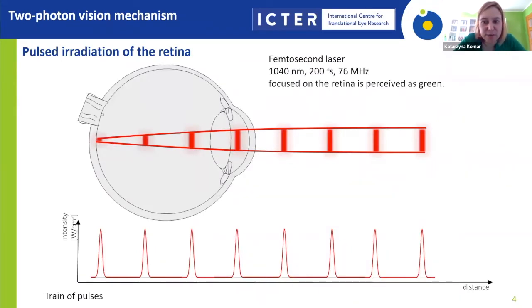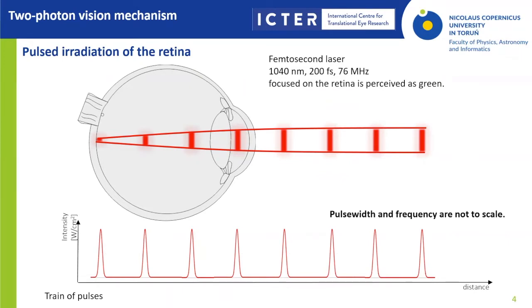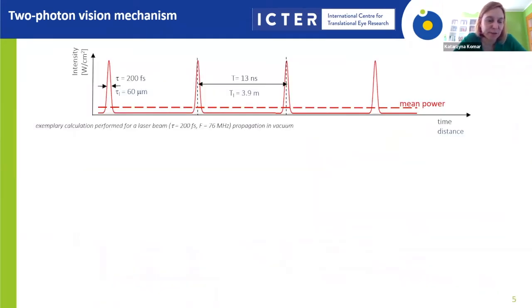So let's visualize what happens when such pulsed laser beam hits the retina. The intensity in space and time is not constant because we've got pulsed laser. However, in this simple picture, the pulse width and frequency are not to scale. So to better imagine what happens, we just focus on the laser that we start with: 200 femtosecond pulses and 76 megahertz. And when we calculate it, it means that separation in time between pulses is 13 nanoseconds. And after recalculating it for the space separation in vacuum, we obtain almost 4 meters separation between the pulses, which are occupying only 60 micrometers in space.